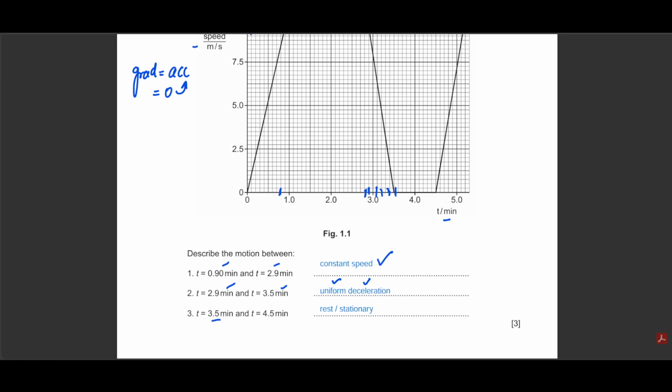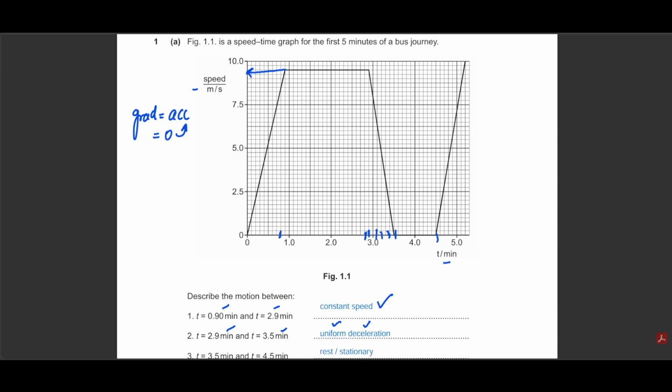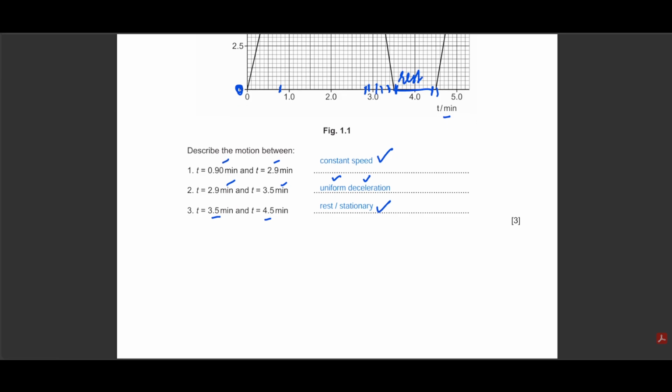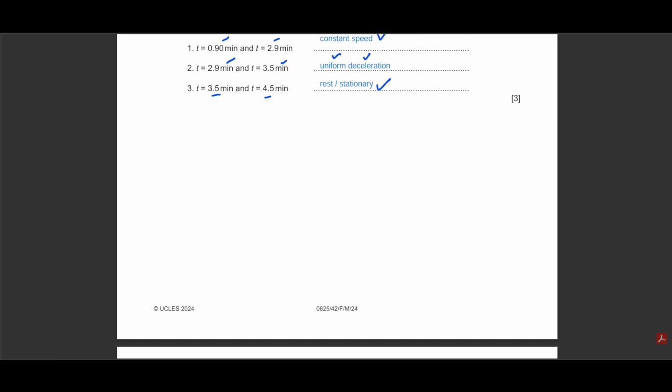Similar for the last part, 3.5 to 4.5. This is the region when the speed is 0. So we can say it is at rest or stationary. I've added these words for you before solving the question, so instead of me writing this, it saves time and effort. Similarly, you will find the definitions already there in this question, because I'm here to discuss how to solve the numerical parts and how to discuss the theoretical parts.